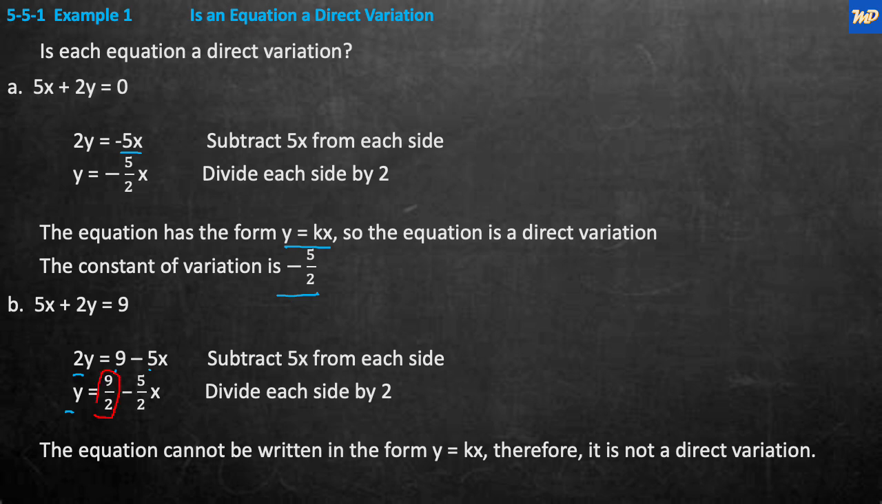This term right here doesn't allow... if this was 0, if this term didn't exist, then we'd have what we had above. We'd have a direct variation. But this has the 9 halves in here, and so therefore, it is not a direct variation.